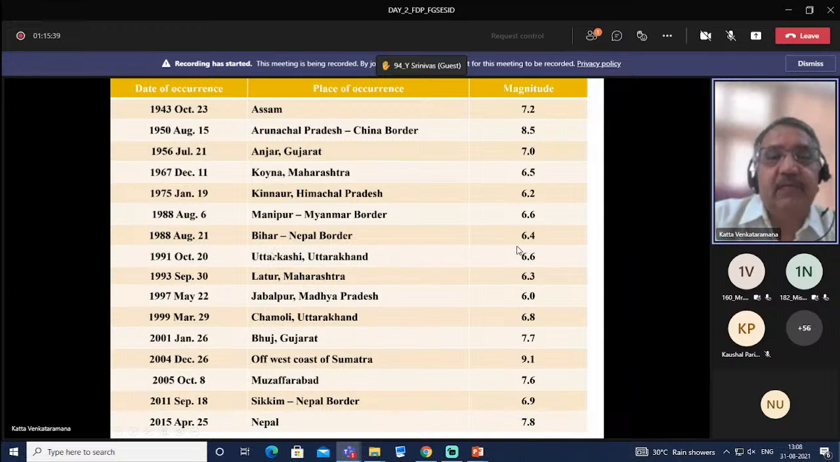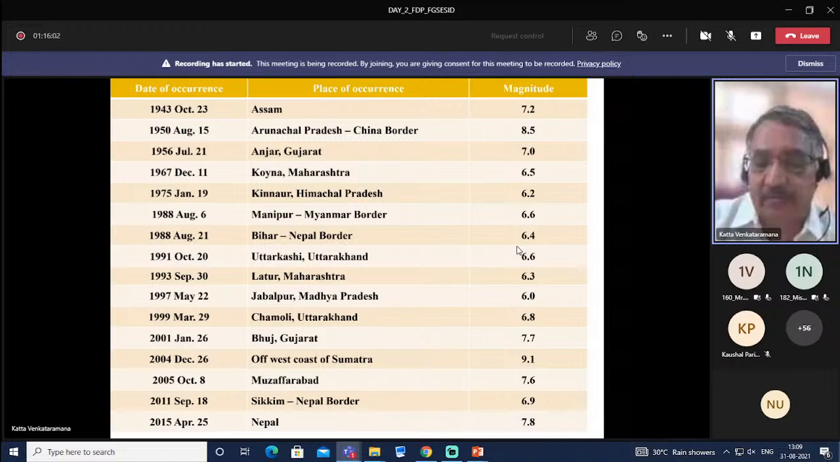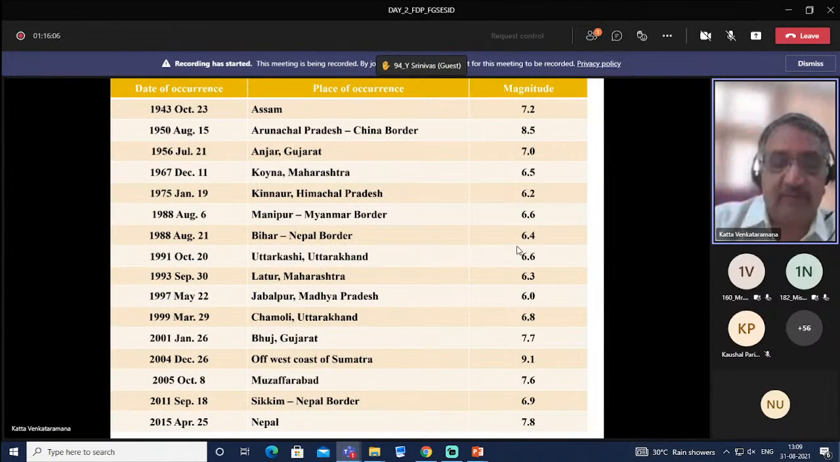In all these earthquakes, a lot of masonry structures got damaged. 2001 Bhuj earthquake, magnitude 7.7. Then 2004 Indonesia earthquake, magnitude 9.1. 2011 Sikkim earthquake, magnitude 6.9, and 2015 Nepal earthquake, magnitude 7.8. The Nepal earthquake is also listed here.